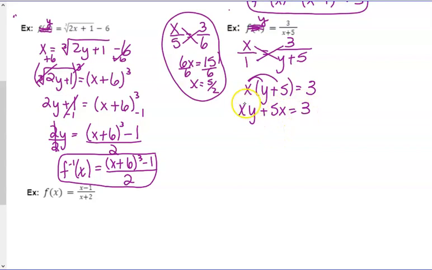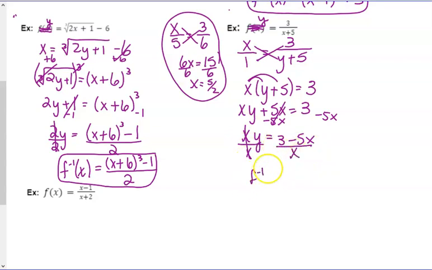If I want to get y by itself, I have to move this over. So let's subtract 5x and subtract 5x. Now, be cautious, don't put those together because 3 doesn't have an x. So I get xy equals 3 minus 5x, or minus 5x plus 3. There are options. To get y by itself, I would have to divide by x and divide by x.